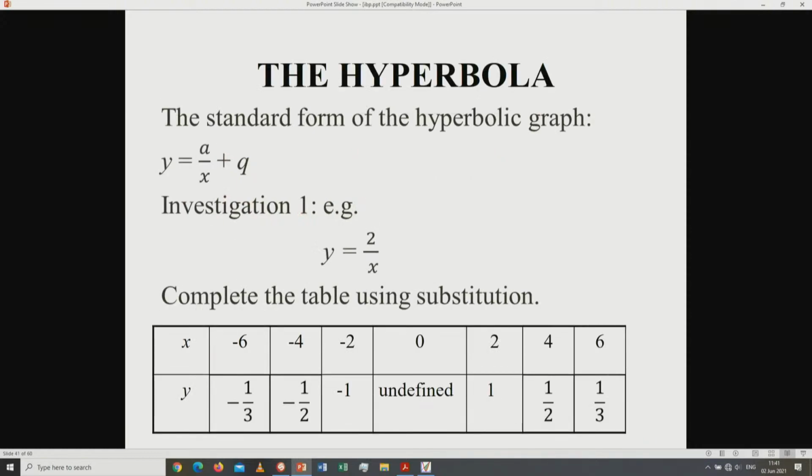Right. I want us to start first with this investigation. Know the standard form of the hyperbolic function: y is equal to a divided by x plus q. That is the standard form, or the general equation, for the hyperbolic function. Now, let's look at this investigation.